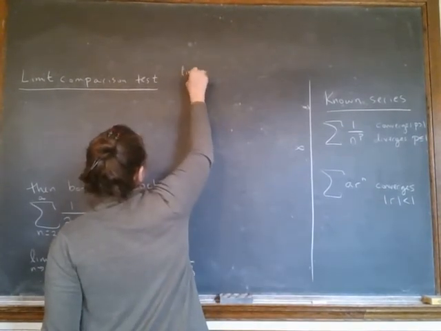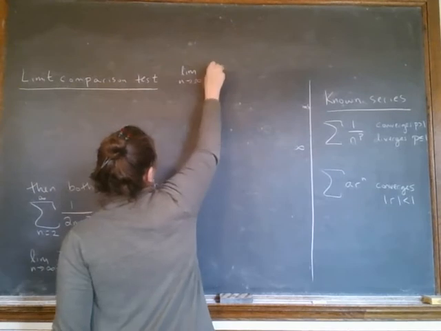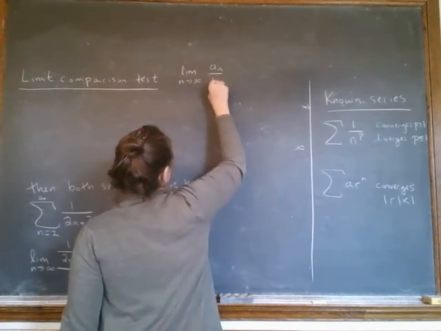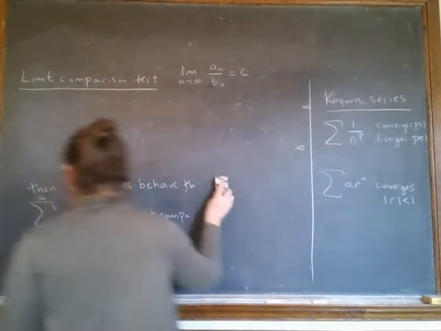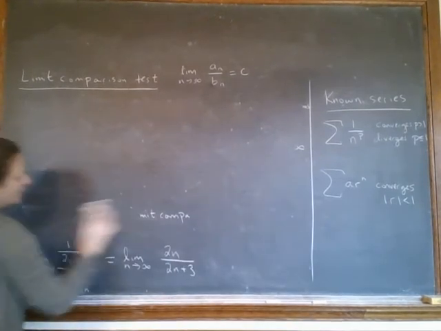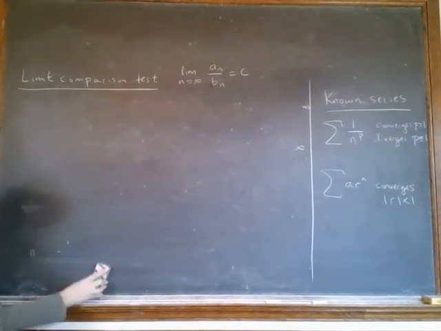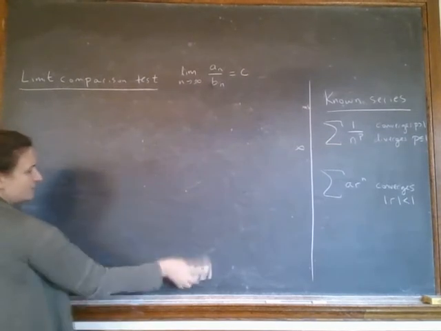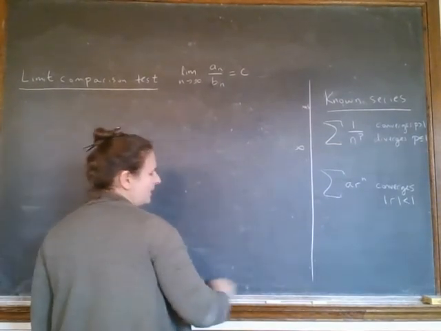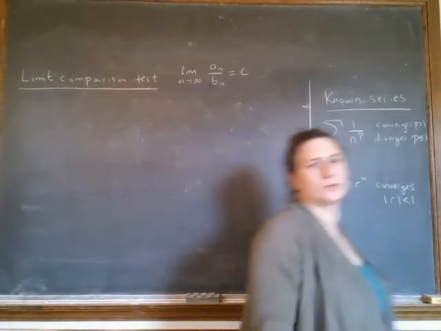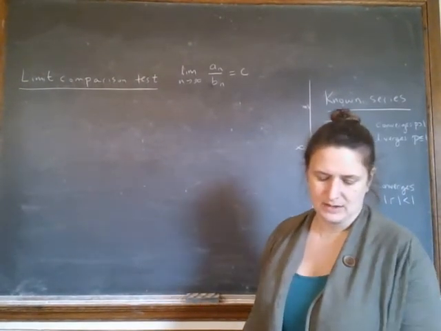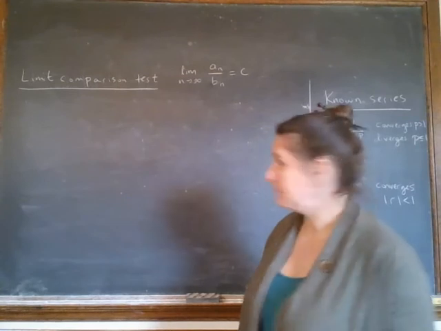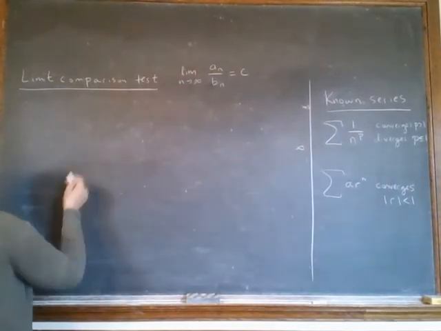We're going to take the limit of an over bn, and we want this to be some finite number. Okay, what does it mean if you do get 0 or infinity? It means you compared your series to the wrong series, and you should try it again and compare it with a different one. Okay, I'll give you an example in a minute.